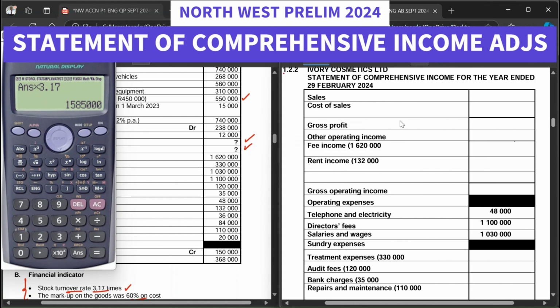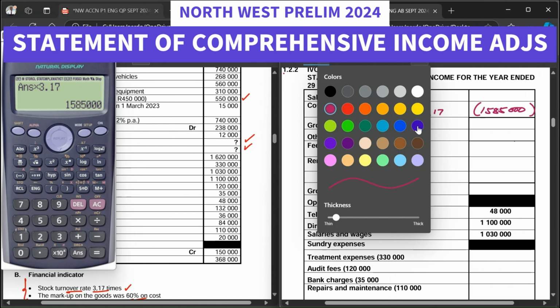1,585. So okay, let's get our answer book back, which is this one. I'll come here on my cost of sales. I'll simply now say it is my 500,000, which is my average stock, then multiply by 3.17, which is going to give me 1,585,000. That gives me my cost of sales.